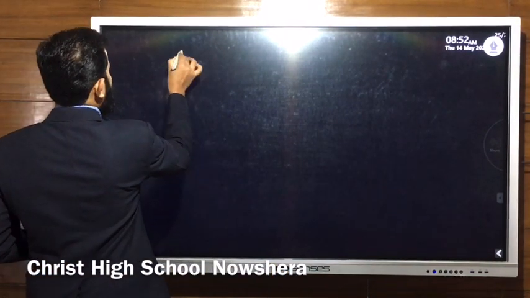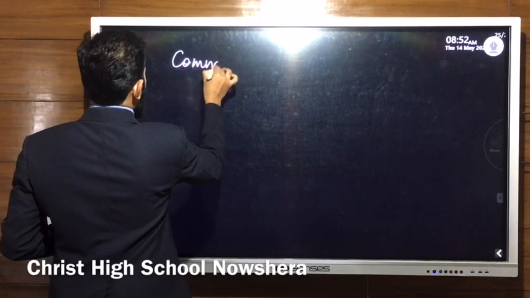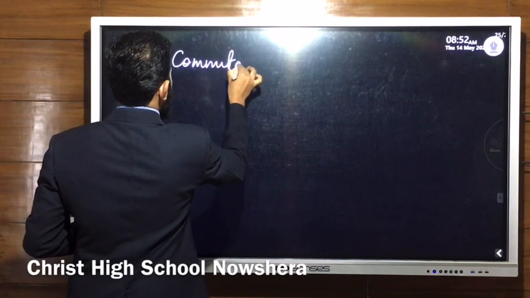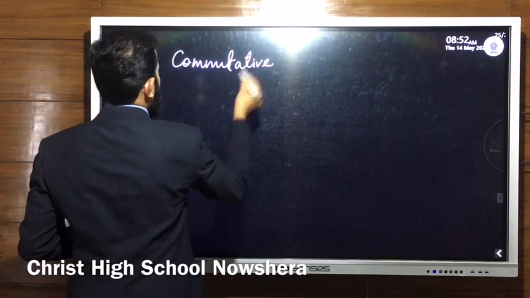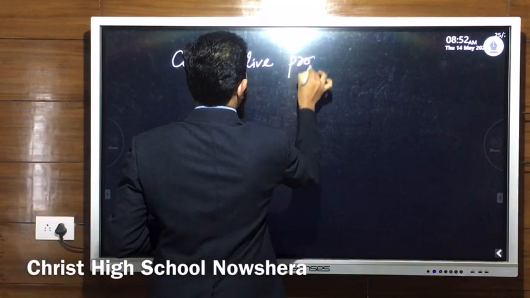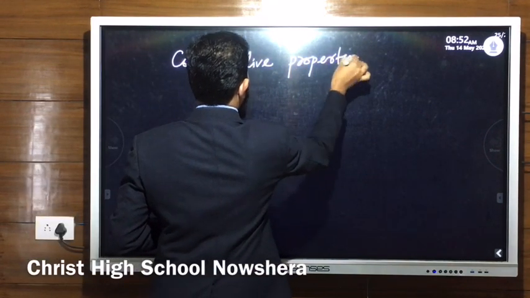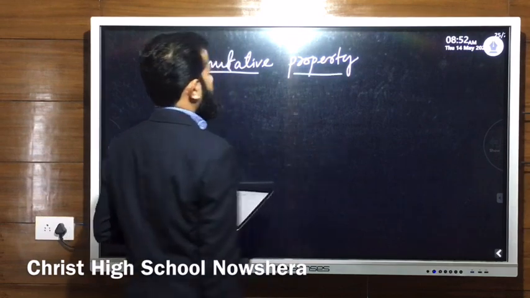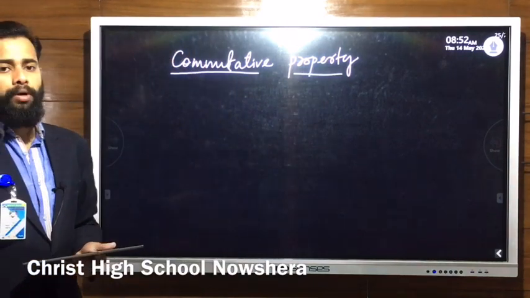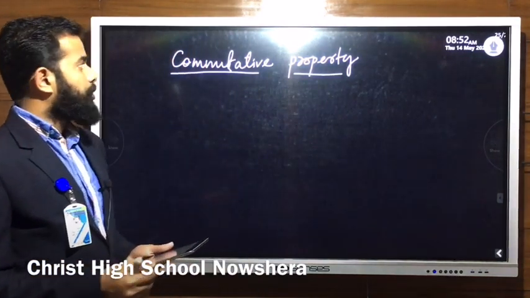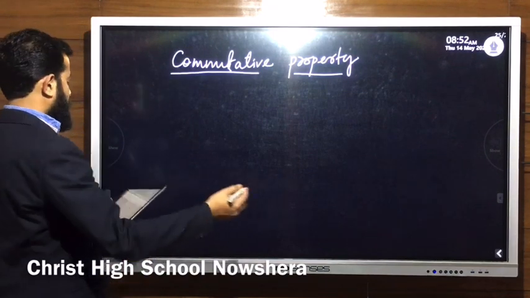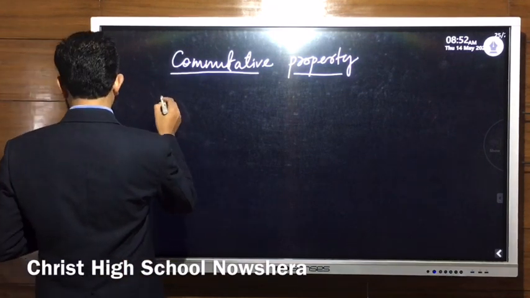Next property. The next property of numbers is the commutative property. So we can define the commutative property.